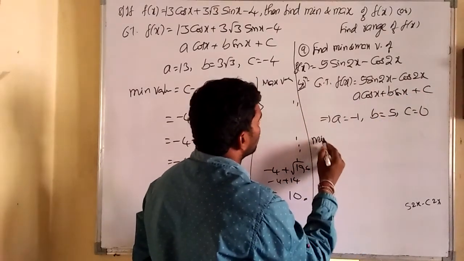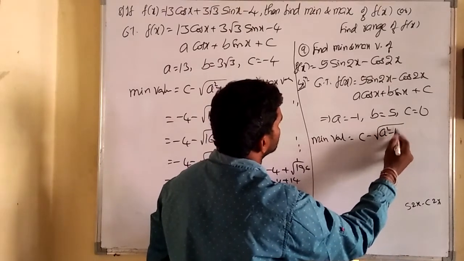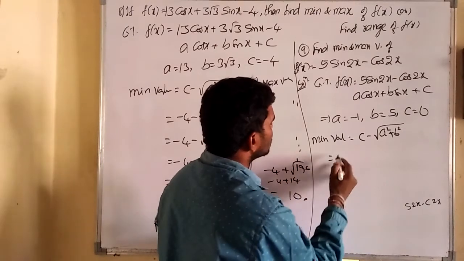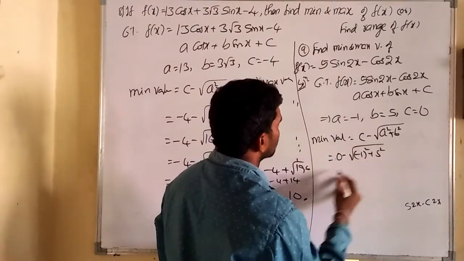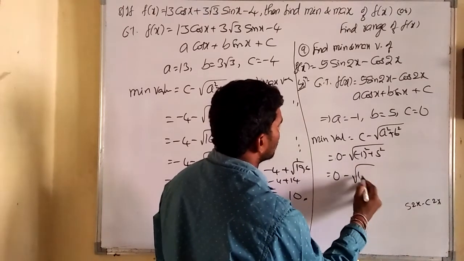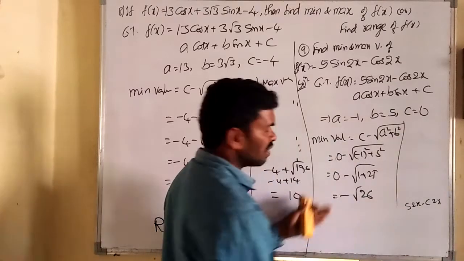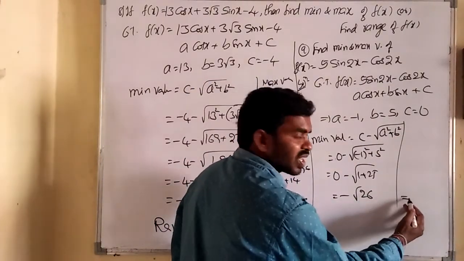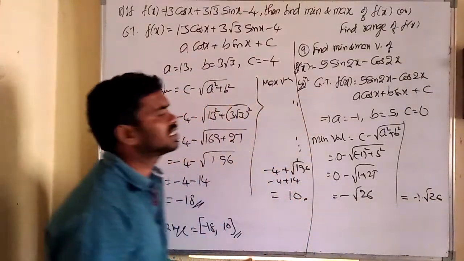Now the minimum value. What is the minimum value formula? c minus root of a square plus b square. Here c means 0. 0 minus root of a square, minus 1 square, plus 5 square, is equal to 0 minus root of 1 plus 25. So minus root 26 is the minimum value. Similarly, what will you get? Yes, very good. Plus root 26, this is the maximum value. So this is the 9th question.